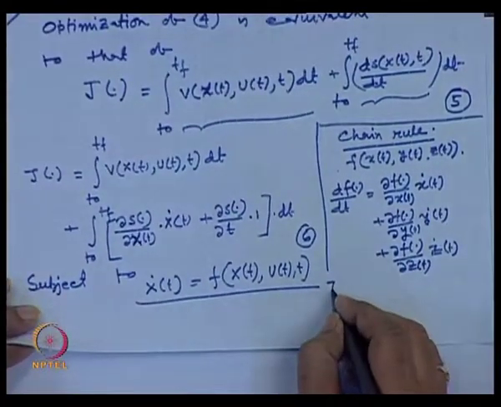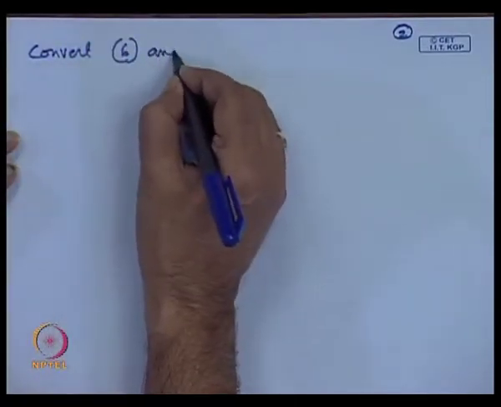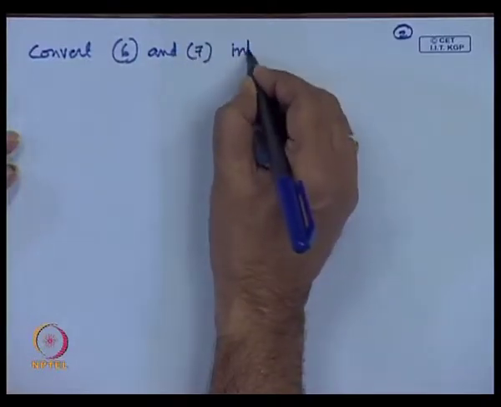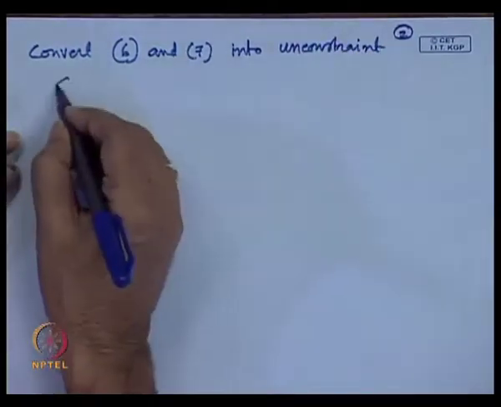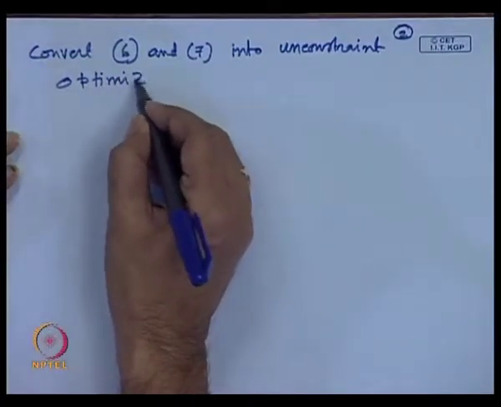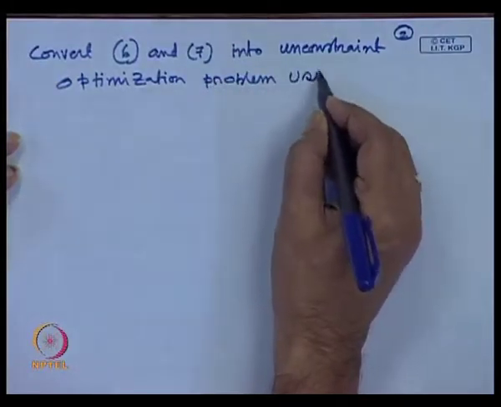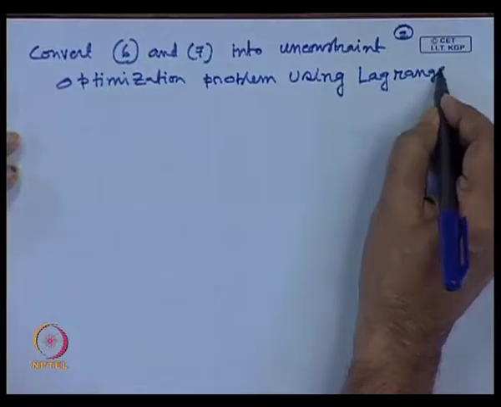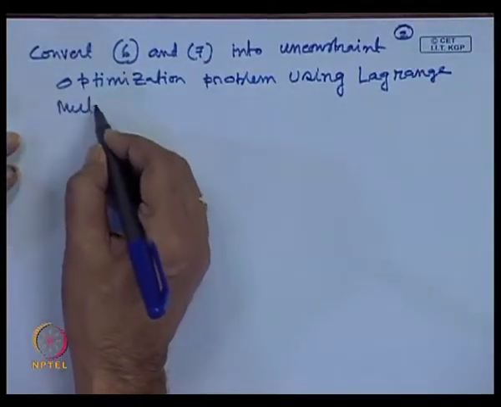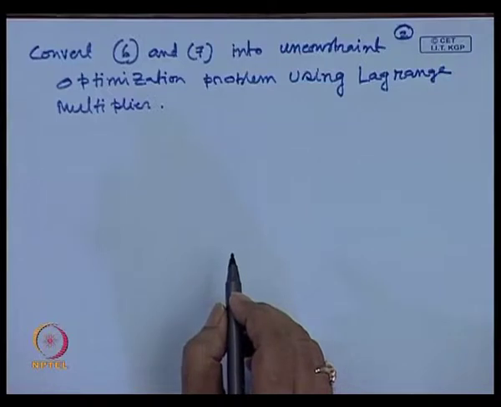Let us call this equation number 2. So, our job is to convert equations 6 and 7 into an unconstrained optimization problem using Lagrange multiplier. So, that is what we have discussed earlier, that way we can do it.